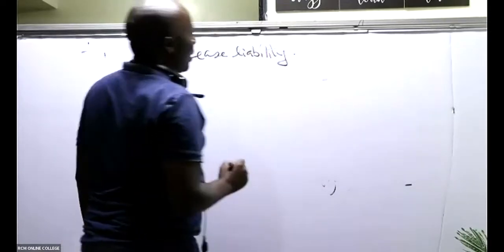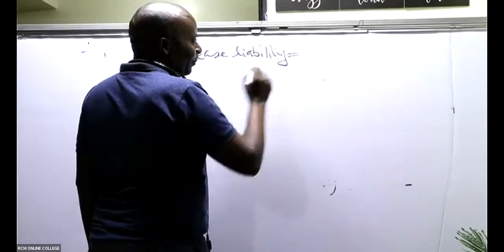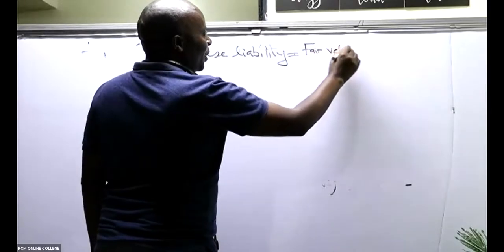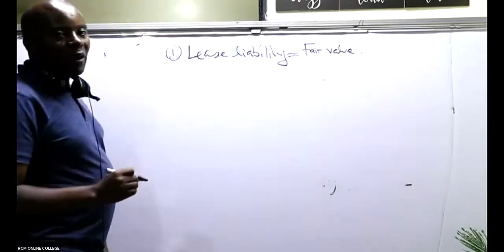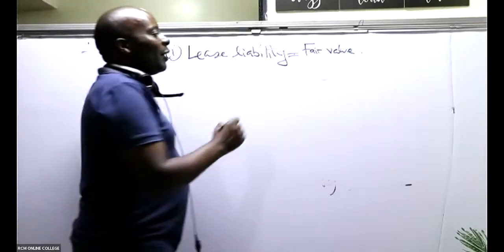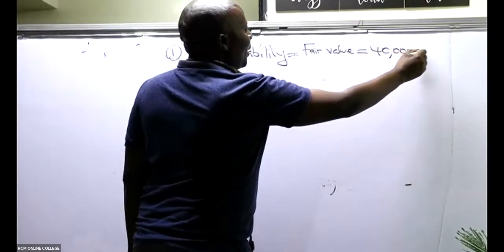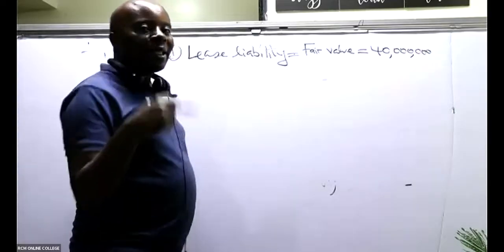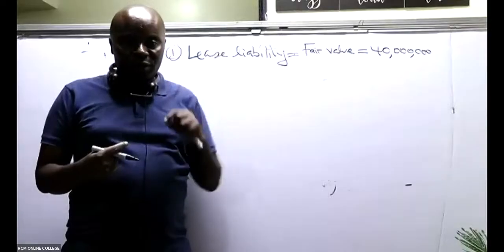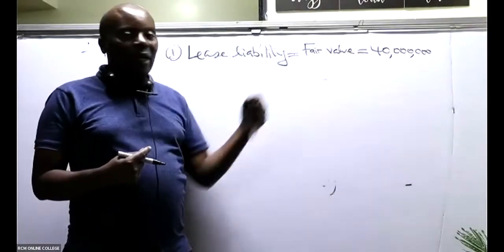That is step number one. How do we get this? First of all, this lease liability is always equal to fair value. Always. It's equal to the fair value of the asset or market value of the asset. Like in this question, they have told us that the fair value is 40 million. So automatically it means that as this tenant is taking up this space, he should be willing to pay the market value. So the total lease liability will be this 40 million.